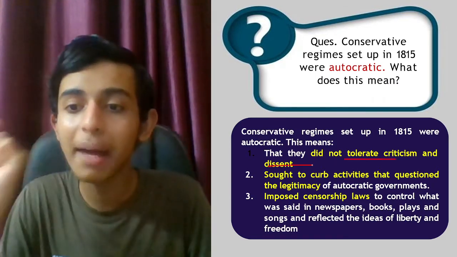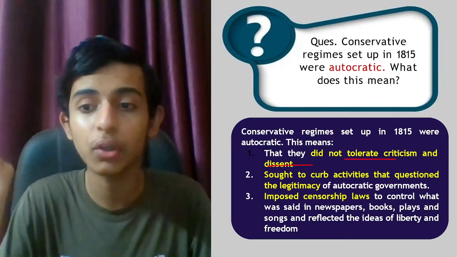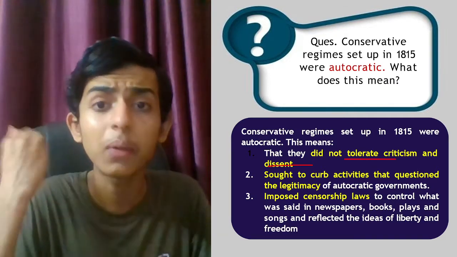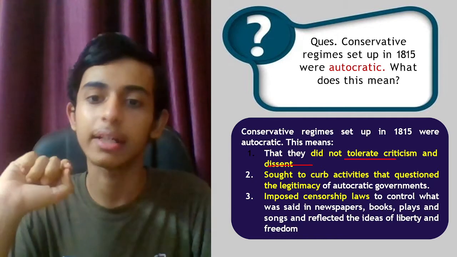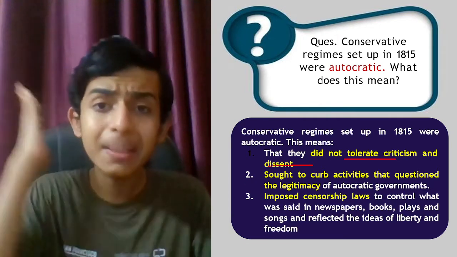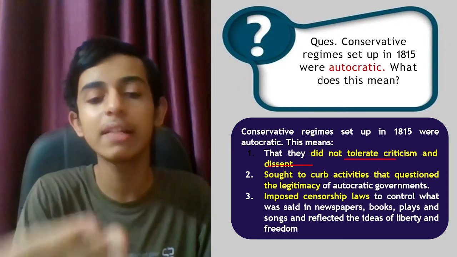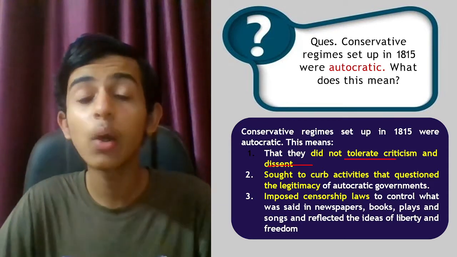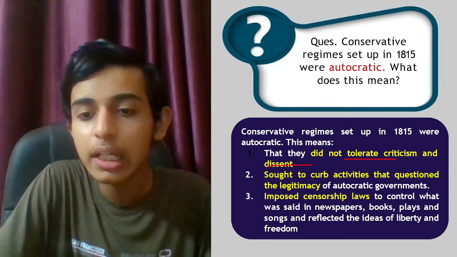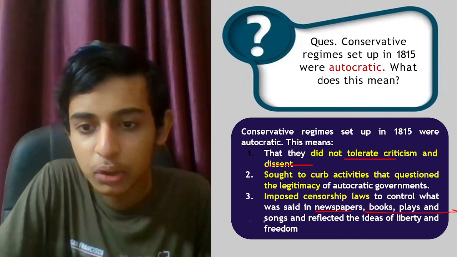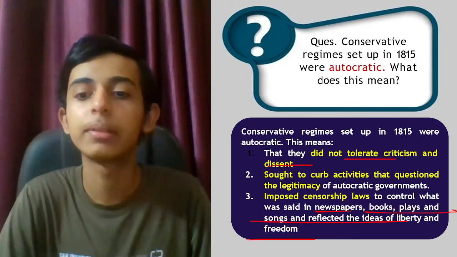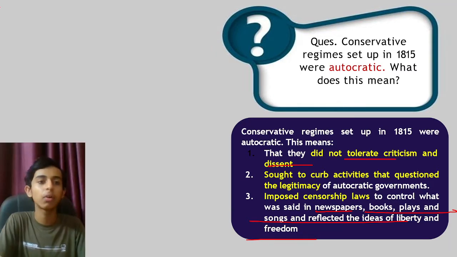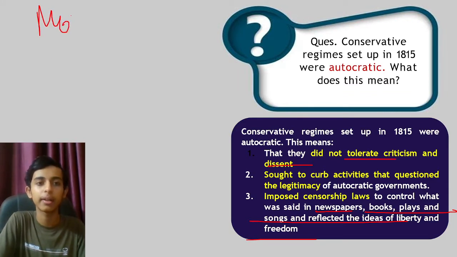Okay, then they sought to curb activities that questioned the legitimacy of autocratic government. Suppose any activity is done against them which can question their power, then they would not tolerate that. They imposed censorship laws. Censorship means suppression of expression. You cannot express yourself in the form of media, poetry, literature, or any kind of thing. They also controlled what was said in the newspapers. Nothing should be against them. Books, plays, and songs that reflected the ideas of liberty and freedom were curbed, because they were in favor of only and only one thing, that was monarchy.